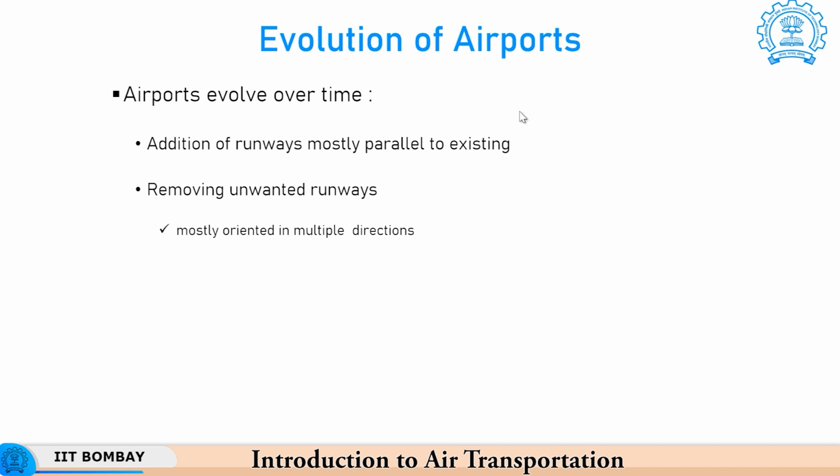Then sometimes you start the airport with multiple runways and then you remove some of the runways which are not so frequently used. Over a period of time the wind patterns also change, and because of that certain wind directions may become useless, so those runways may become useless. So, we can get rid of them, convert them into taxiways or do whatever else is required.